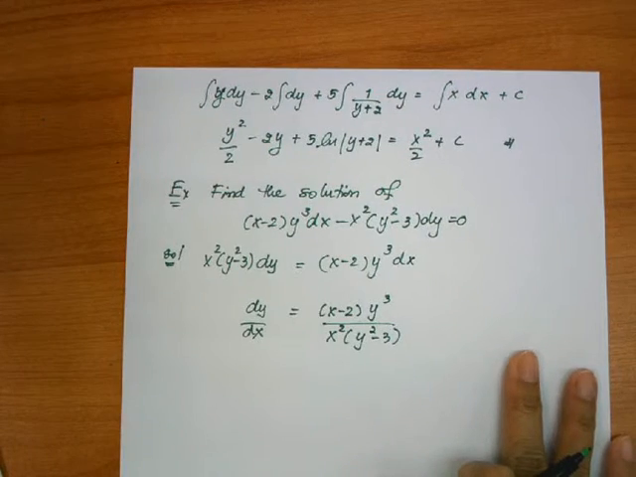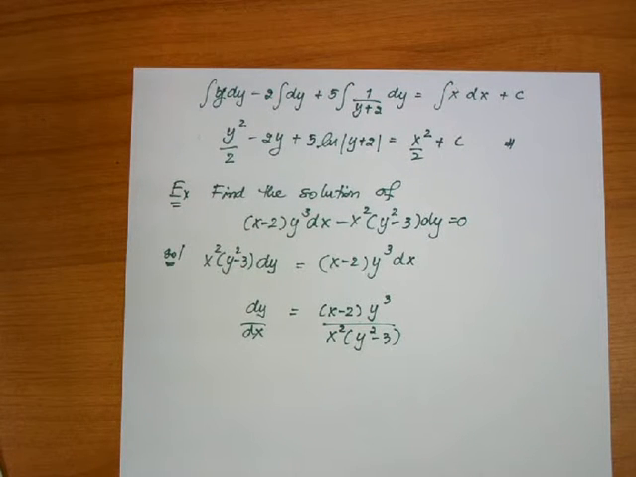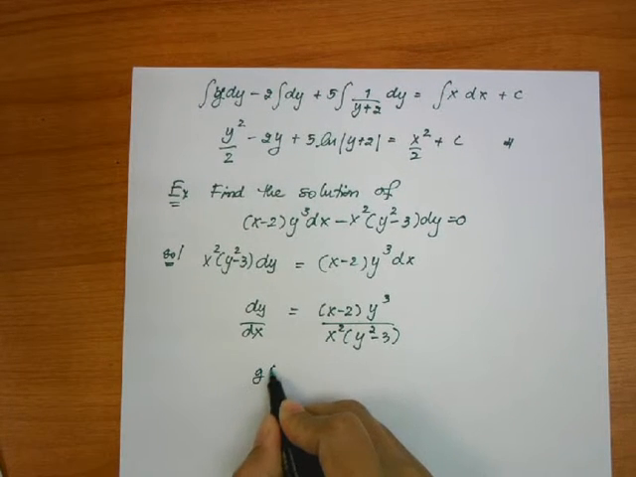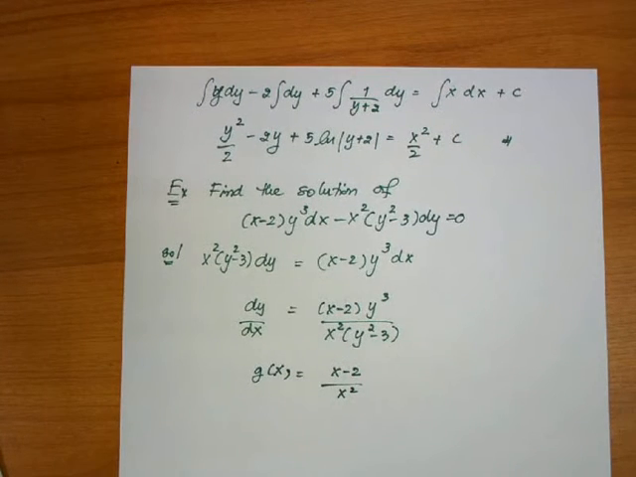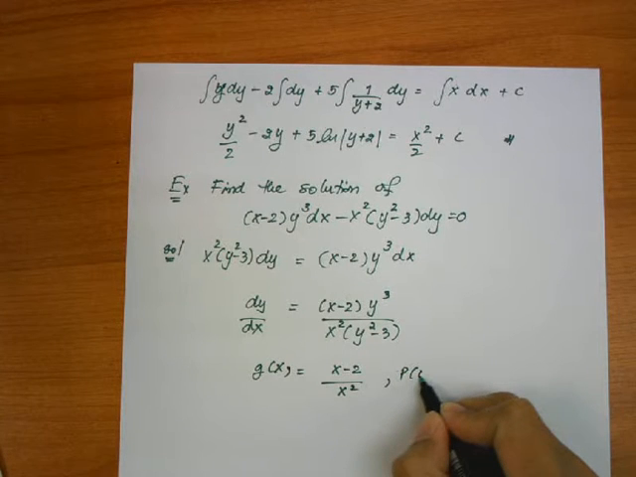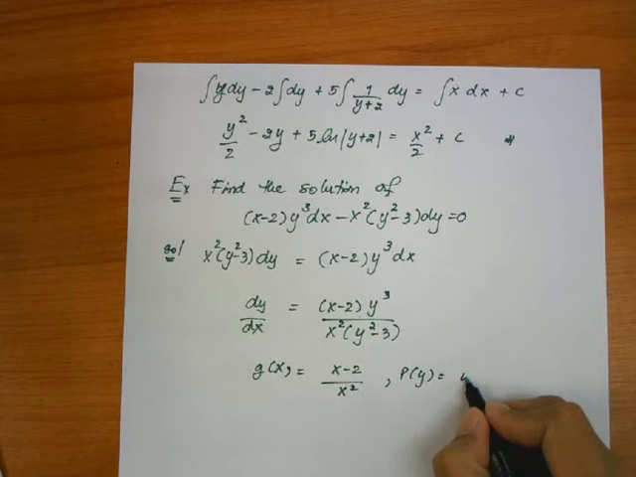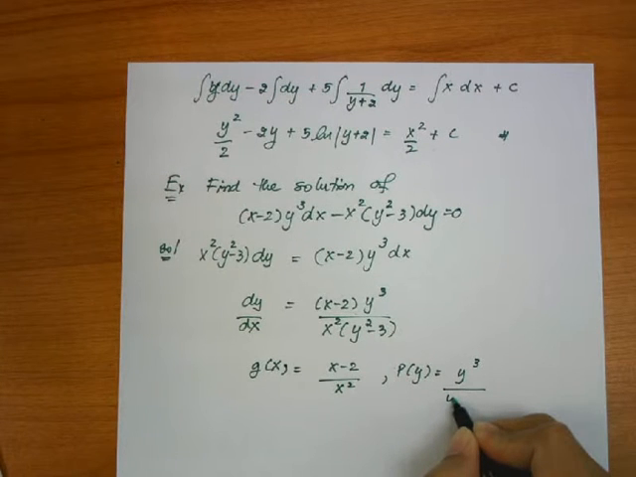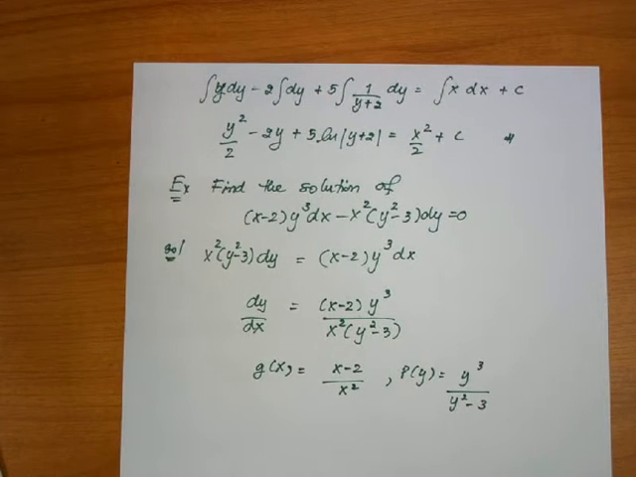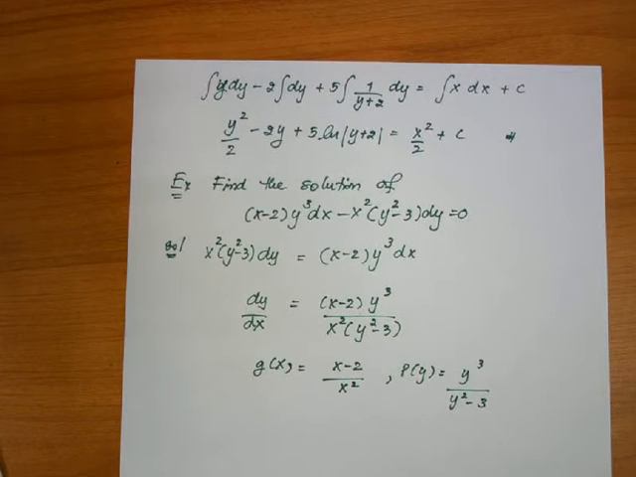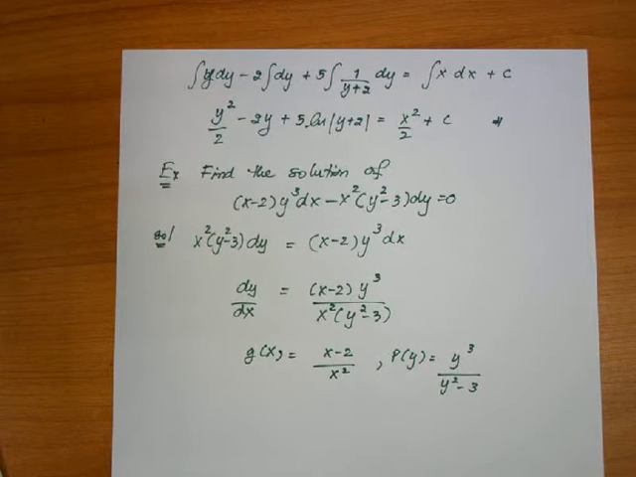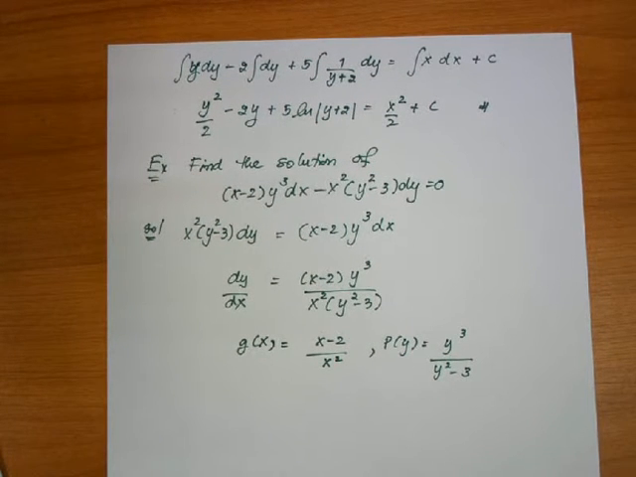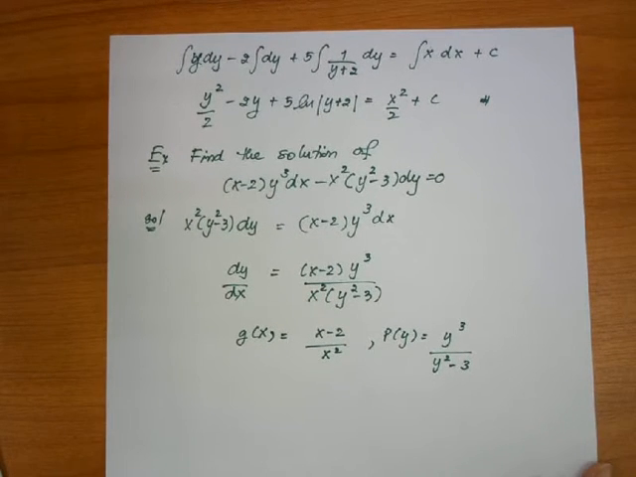What is your g(x)? g(x) is equal to x minus 2 divided by x squared, right? And our p(y) is y to the power 3 divided by y squared minus 3. So it's a separable equation, right? Then the way that we do it is just put the function of y with dy and put the function of x with dx.